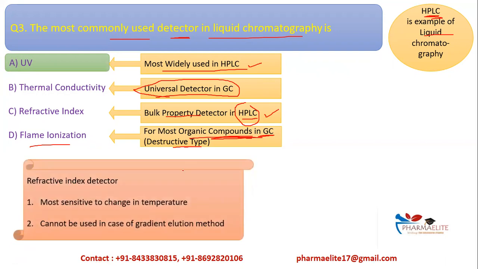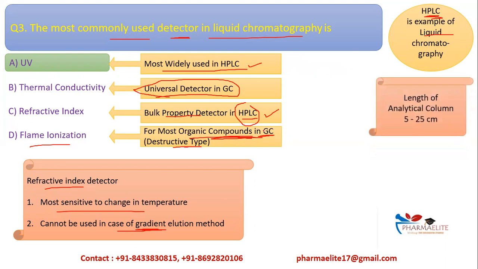Remember a few features of the detectors which are very prominent. Refractive index detector, which is used as a bulk property detector in HPLC. It is very sensitive to changes in temperature and it cannot be used in case of gradient elution. Like there are different elution techniques, right? So in that, when gradient elution is there, you cannot use a refractive index detector. A typical length of the analytical column is usually 5 to 25 centimeters.